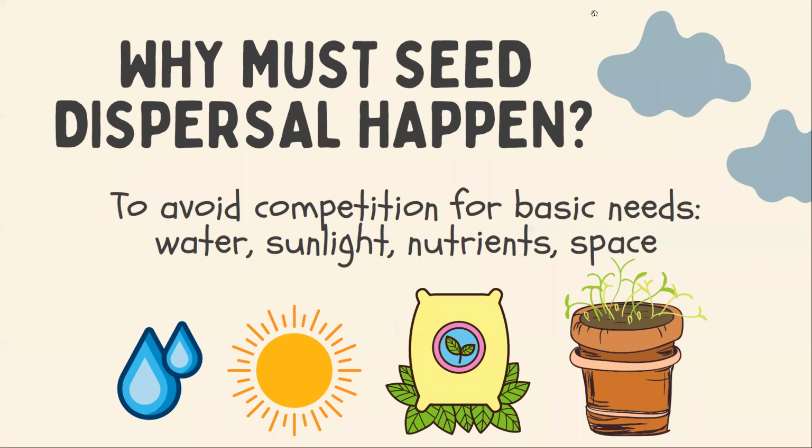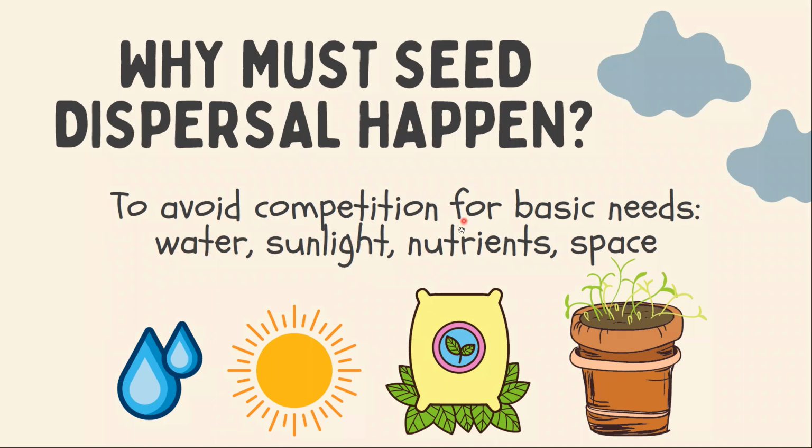What are basic needs? Basic needs are any type of need that the plants need to survive and to grow. For example, water. Water is very important for seeds to germinate and to grow healthy. Sunlight, of course, is a very important component to proceed with photosynthesis. And photosynthesis is the process to make food for plants.